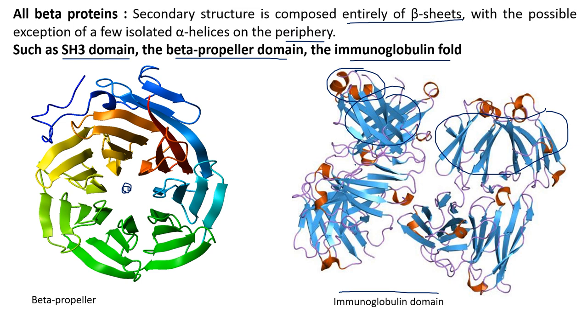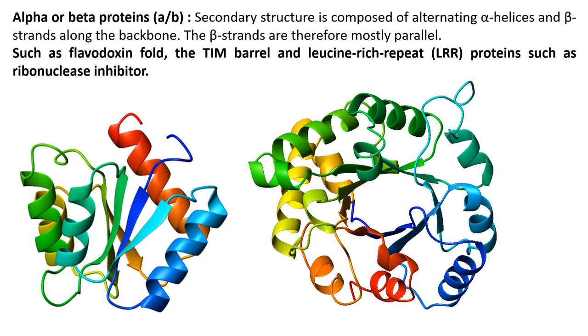Next class we are having is alpha or beta proteins. Here you are going to have alpha and beta arranged alternatively.